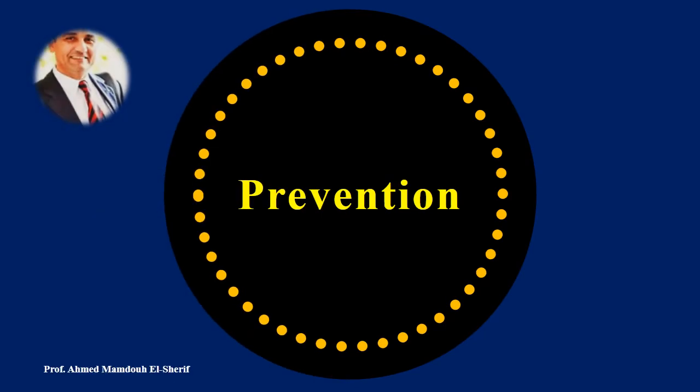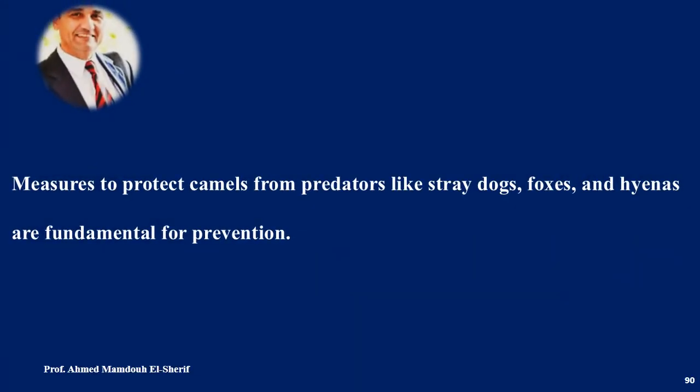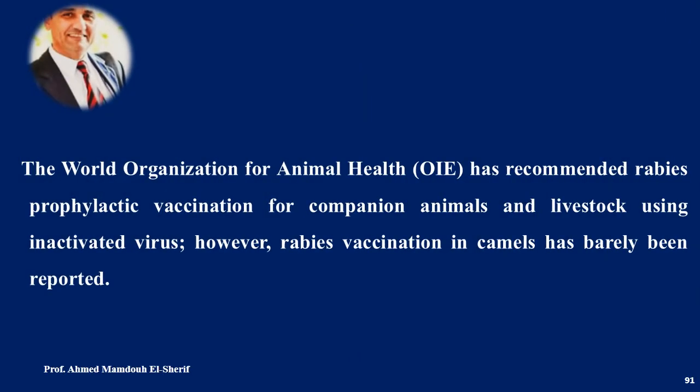Prevention of rabies disease. Measures to protect camels from predators like stray dogs, foxes, and hyenas are fundamental for prevention. The World Organisation for Animal Health (OIE) has recommended rabies prophylactic vaccination for companion animals and livestock using inactivated virus. However, rabies vaccination in camels has barely been reported.